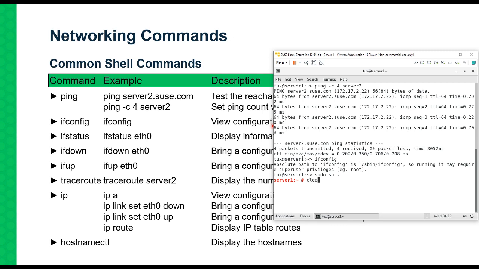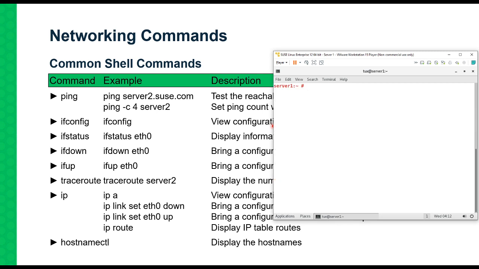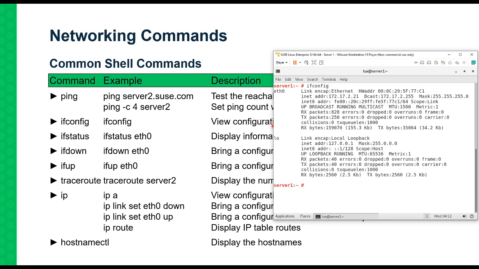Let's clear our screen. Now let's have a look at the ifconfig again. ifconfig, and now it should display the information of our network interface. So here we can see our current IP address, and what's also important is our subnet mask at this stage, and then our link is up at this moment because we're getting a response from it.